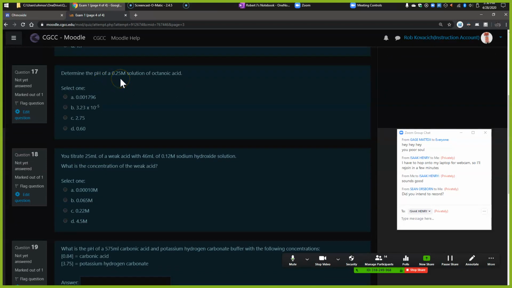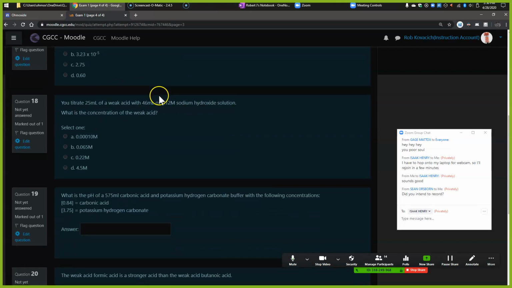Determine the pH. Okay, so this is the XX one. So you need the Ksp for octanoic acid. You look that up. You throw that in. Solve for X and then take the negative log of that.